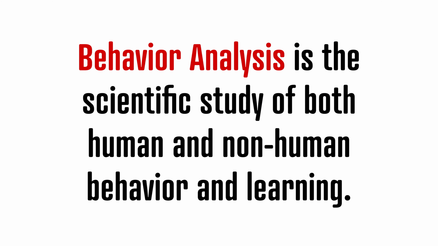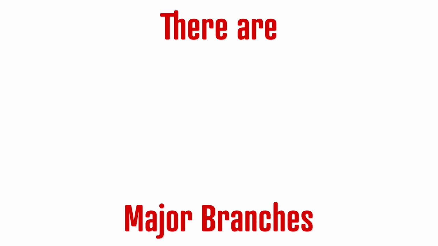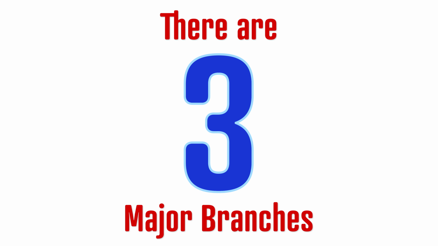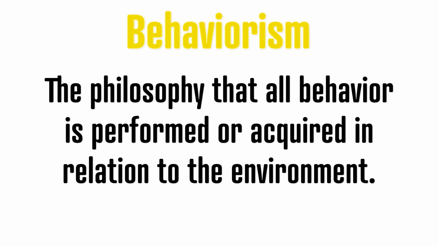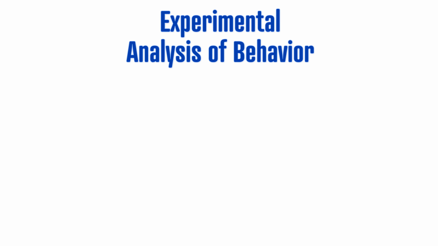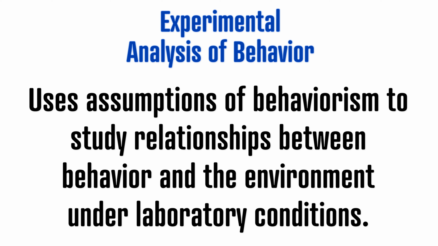Behavior analysis is a scientific study of both human and non-human behavior and learning. It consists of three major branches: behaviorism, the experimental analysis of behavior, and applied behavior analysis. Behaviorism is the philosophy that all behavior is performed or acquired in relation to the environment. The experimental analysis of behavior uses assumptions of behaviorism to study relationships between behavior and the environment under laboratory conditions.